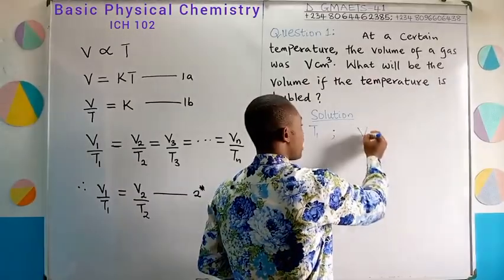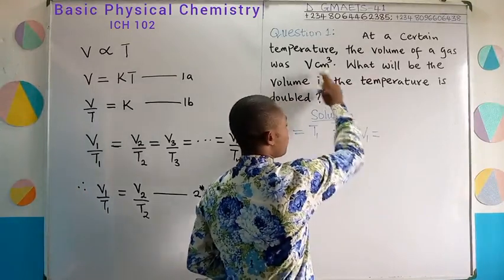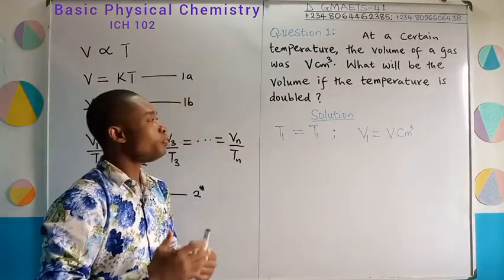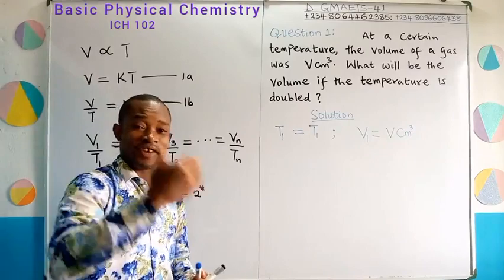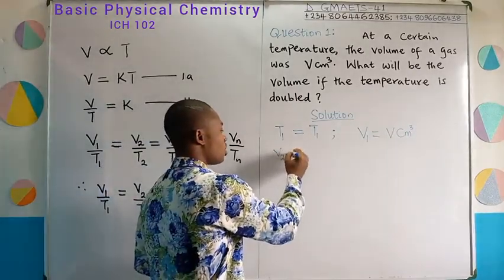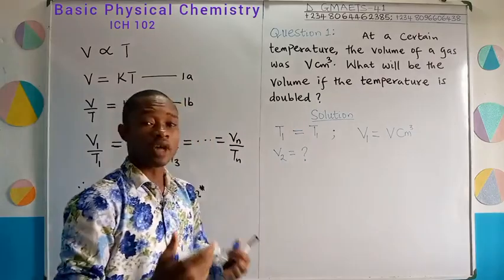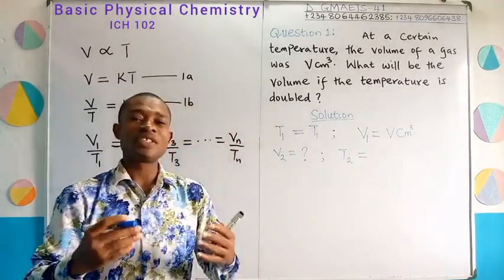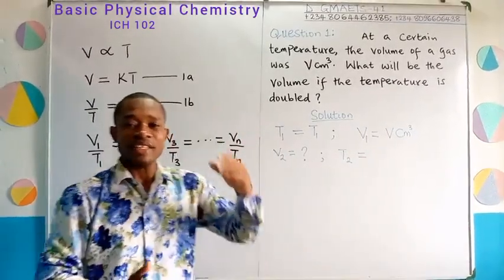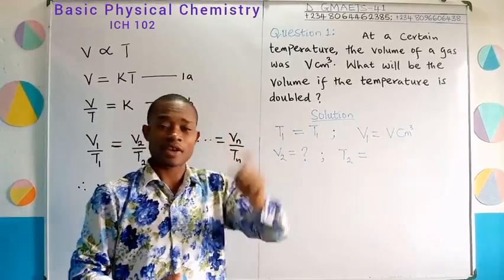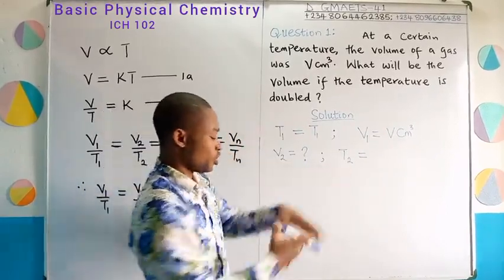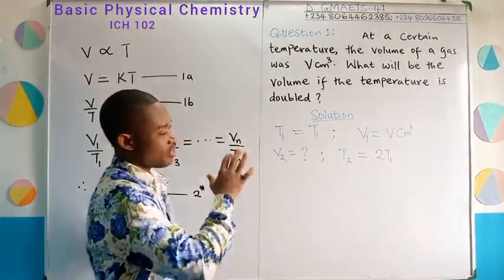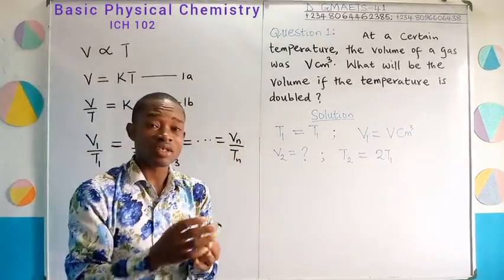So, I am going to write the initial volume of the gas, as given from the question, is V cubic cm. What will be the volume? So the final volume, V2, we do not know. If the temperature is doubled, the final temperature T2, that simply means that the initial temperature will now be twice its value. So T2 will simply be 2 times the initial temperature T1. So these are the information given to us from this question.